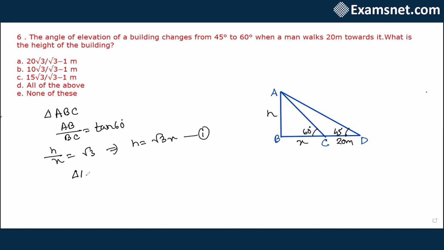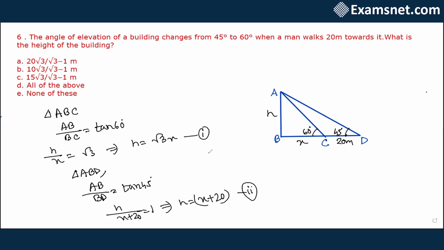Next, consider triangle ABD. Here AB by BD equals tan 45 degrees. We can write h by x plus 20 equals 1, so h equals x plus 20. Let's name it equation number 2. Now both equations give us the value of h, so they are equal in value. From 1 and 2, √3x equals x plus 20.